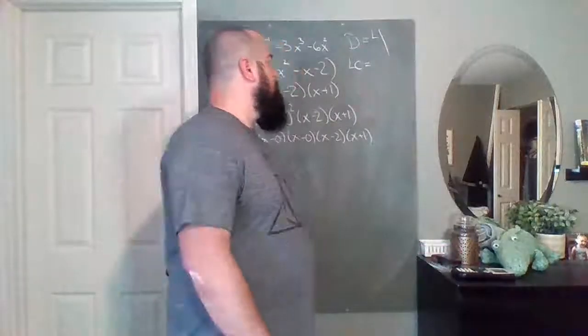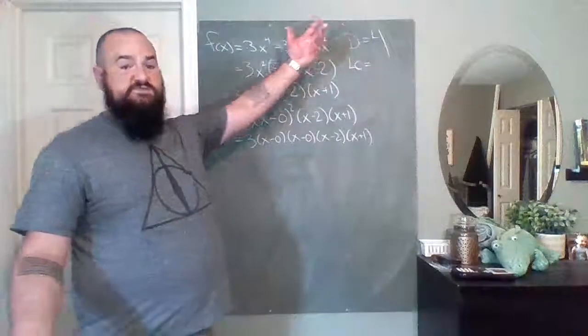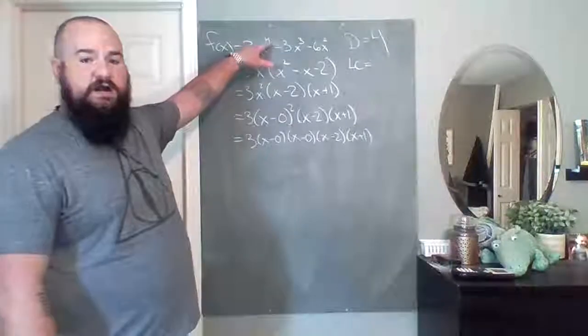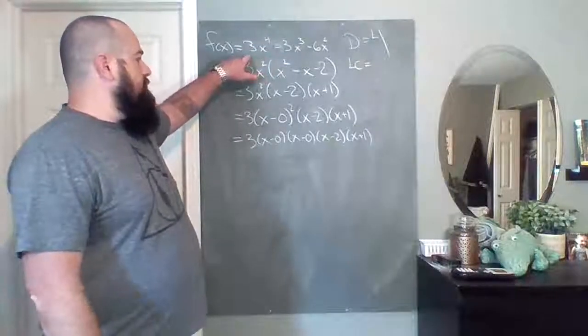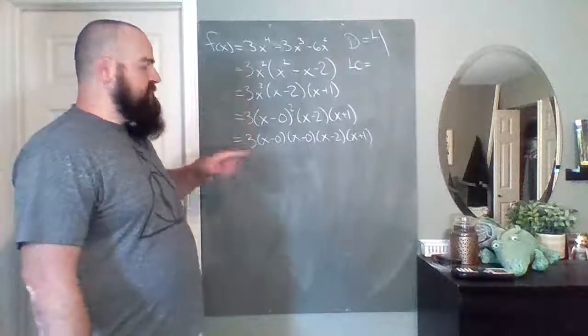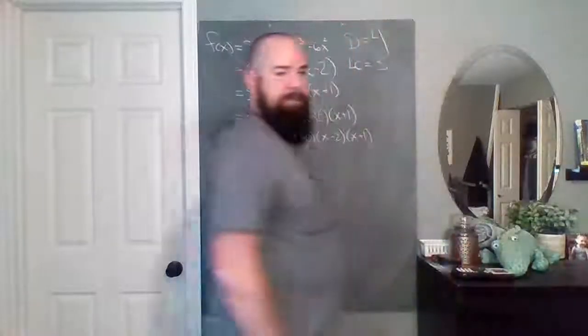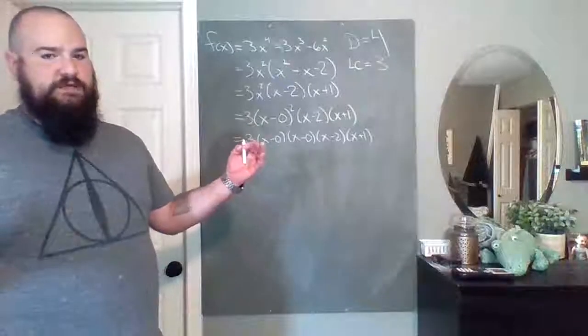Now, leading coefficient. This is really easy. In standard form, it's simply the coefficient of our highest powered x term, 3. In factored form, it's simply the term out front. Boom. There we go. We got degree and leading coefficient.